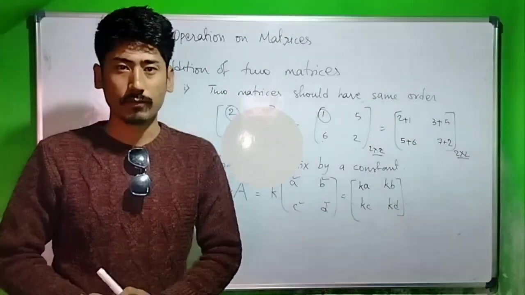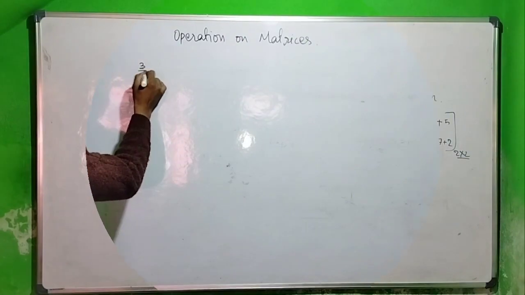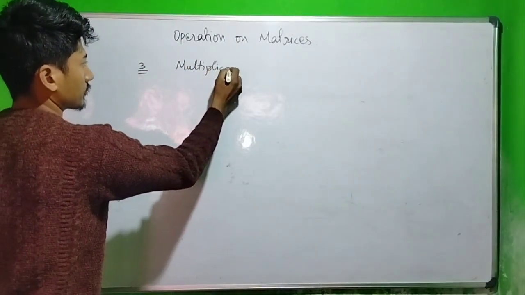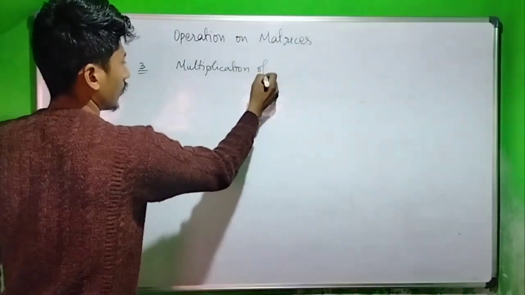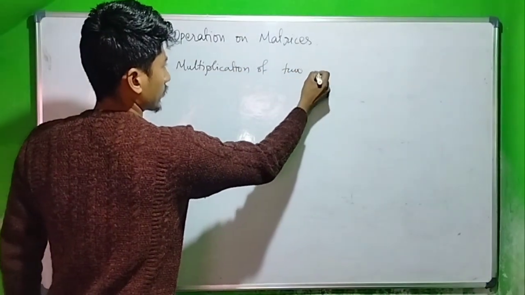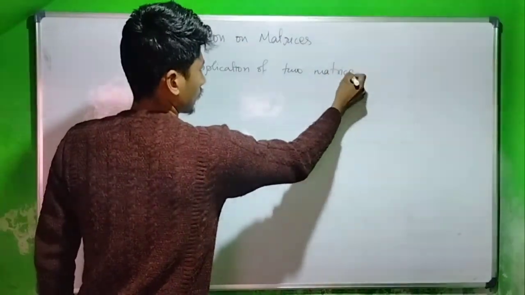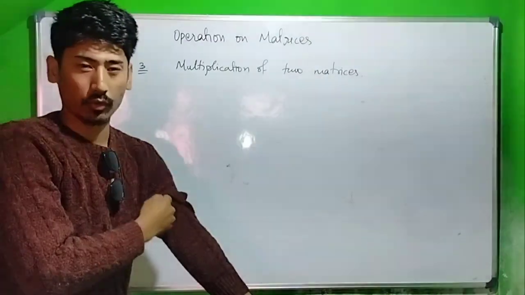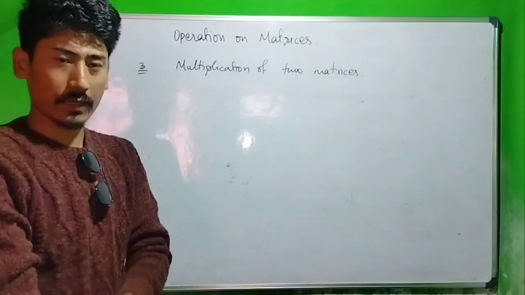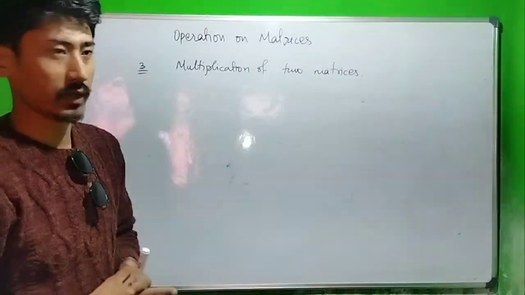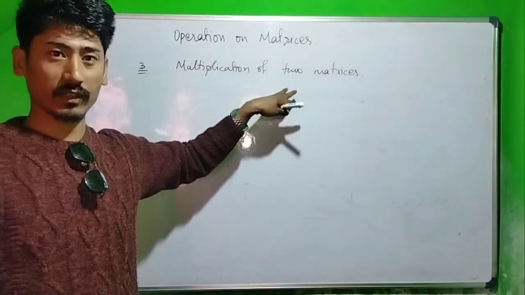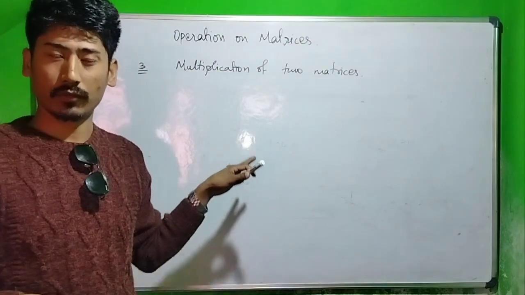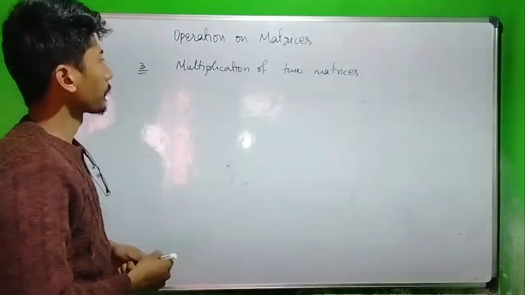Let's talk about the multiplication of matrices. Our third operation is multiplication of two matrices. This is quite complicated for those who are doing this chapter for the first time. The multiplication of two matrices may be quite complicated, but if you watch this video carefully, it will be very easy for you.